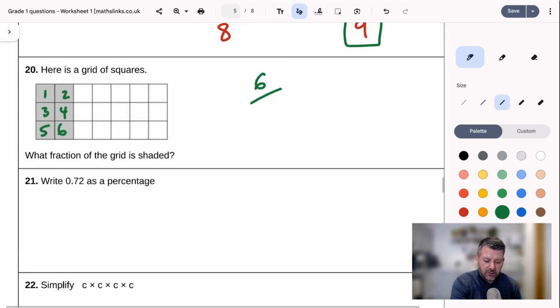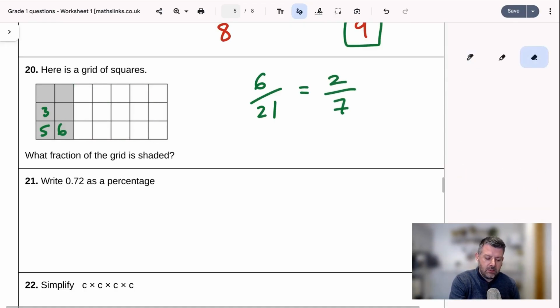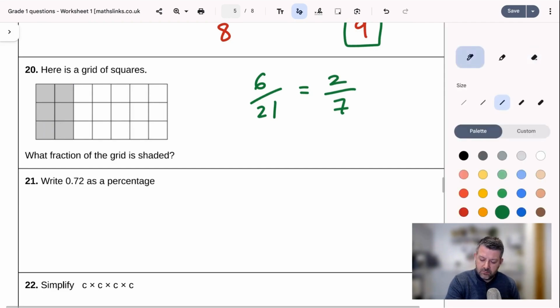Out of a total of, well, there's another 6 here, 12, 18, plus another 3 out of 21. You don't need to simplify it in this case. It's only a 1-mark question. If you do want to simplify it, 3 goes into all of those, 2 out of 7. And you can see that 3 goes in because if we look back at the shape, it's got 3 rows.